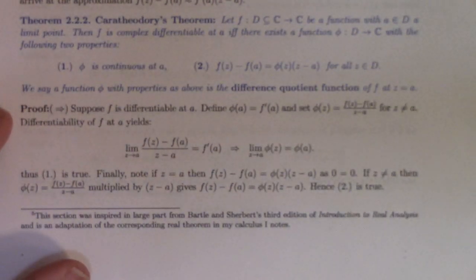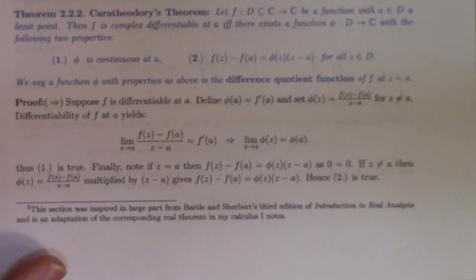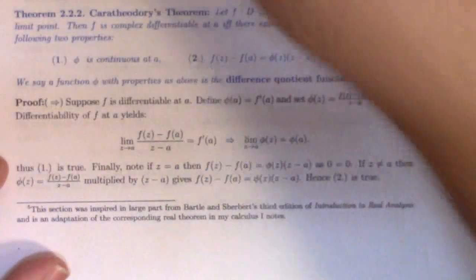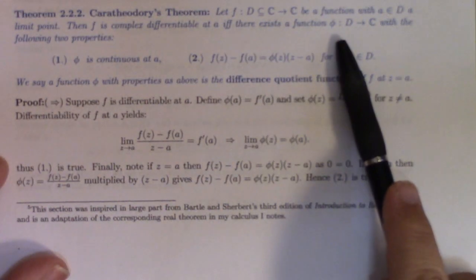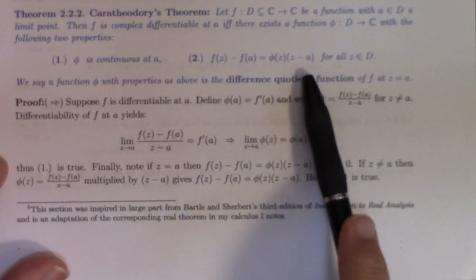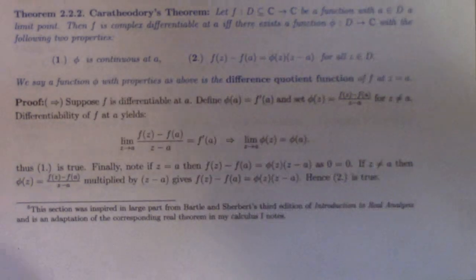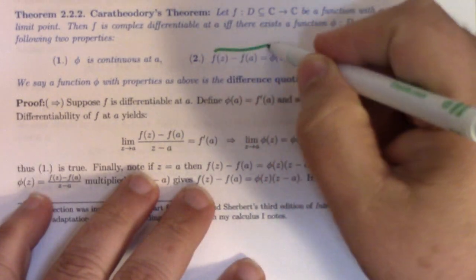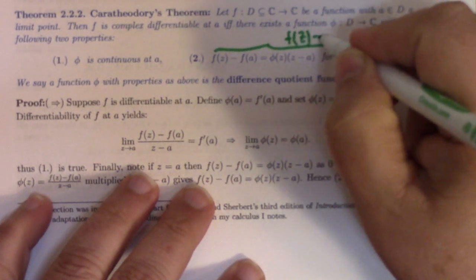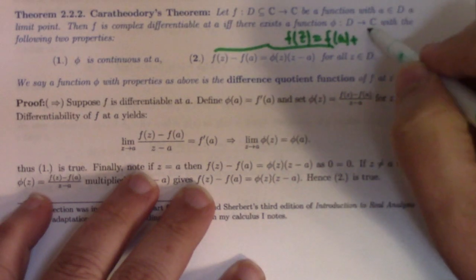So here it is. Theorem of Carathéodory: if you've got a function f with limit point A, then f is complex differentiable at A if and only if there exists a function phi which is continuous at A and satisfies this identity, which is to say that f of z is equal to f of A plus phi of z times z minus A.